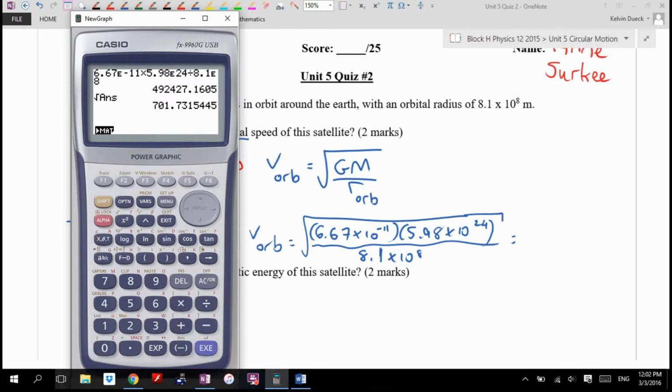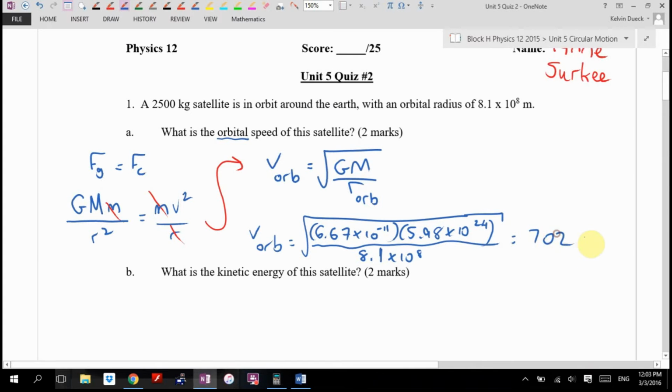Oh, you know why? That's a massive radius. The radius of the Earth is 10 to the 6th, so we're 100 times the radius of the Earth. Yeah, we're out there. Sure, you don't have to go as fast when you're that far out there. That makes sense. 702 meters per second. If you got that, 2 out of 2.